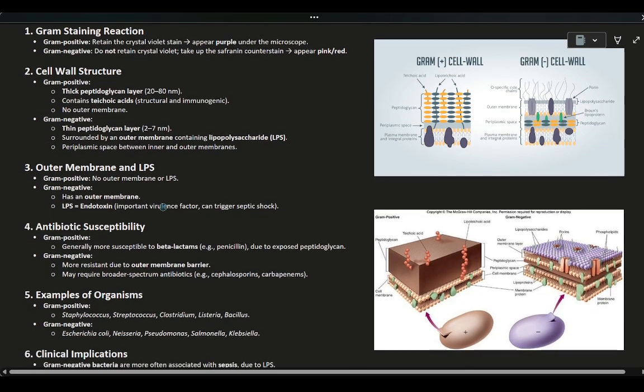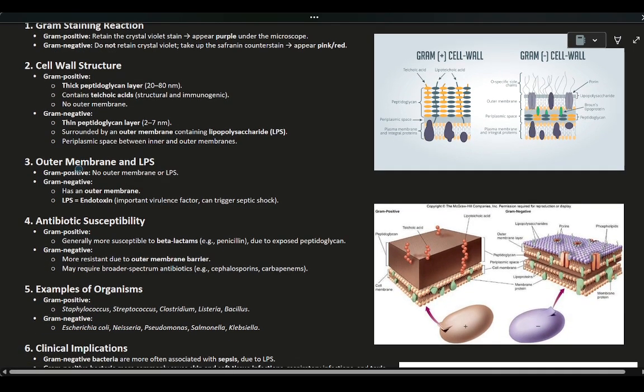Another important difference pertains to the outer membrane and the lipopolysaccharide presence. Once again, gram-positive has no outer membrane or lipopolysaccharide. Gram-negative, on the other hand, has an outer membrane, and it will also have the lipopolysaccharide, which can basically be an endotoxin. So this is important for constituting a virulence factor, which means it can trigger septic shock.